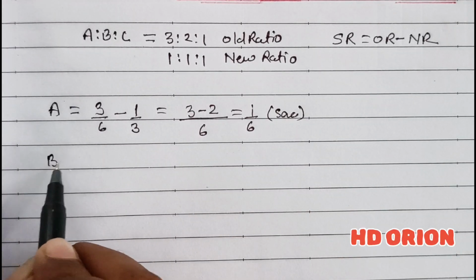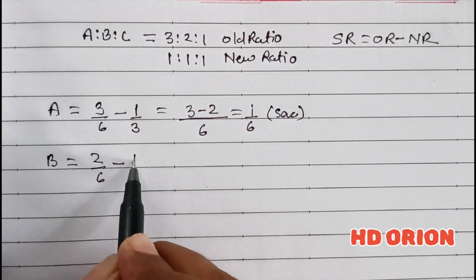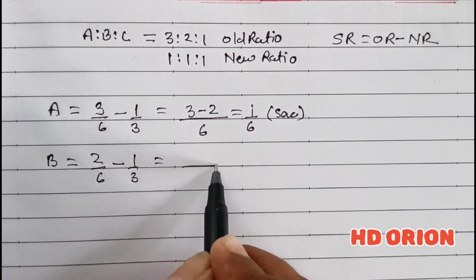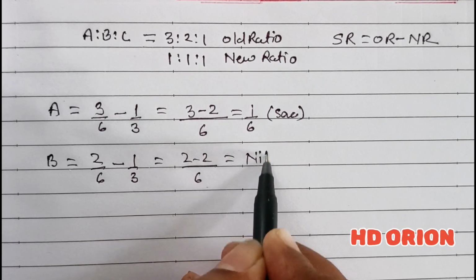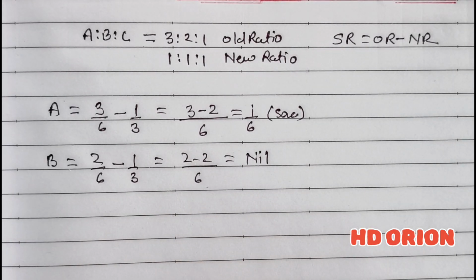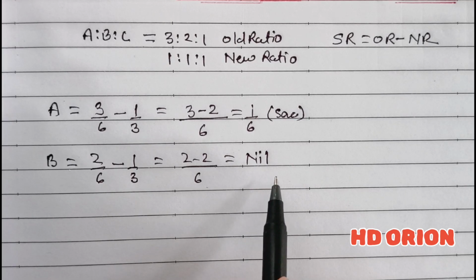And for partner B, 2/6 minus 1/3. LCM will be 6. It is 2 minus 2, which is equal to 0. It means partner B is getting the same amount of profit in the new ratio also as he was getting in the old ratio. So no change, neither is he gaining nor sacrificing.